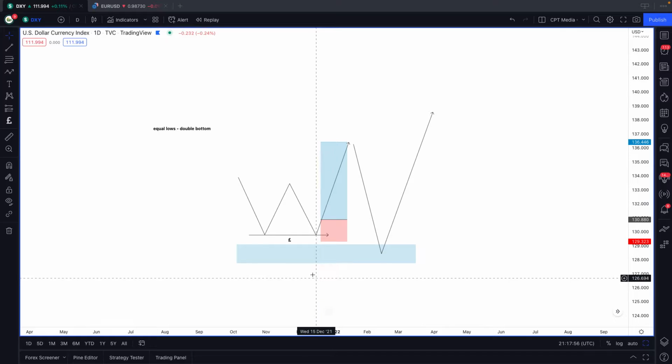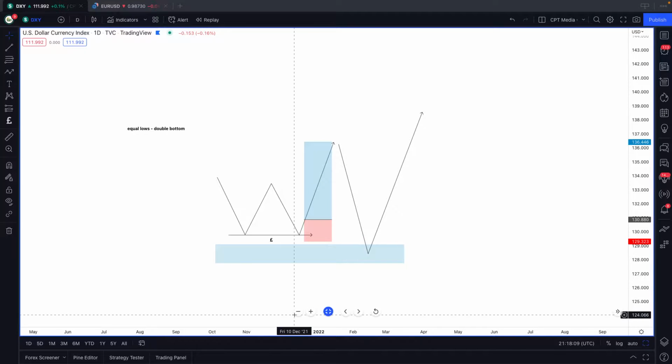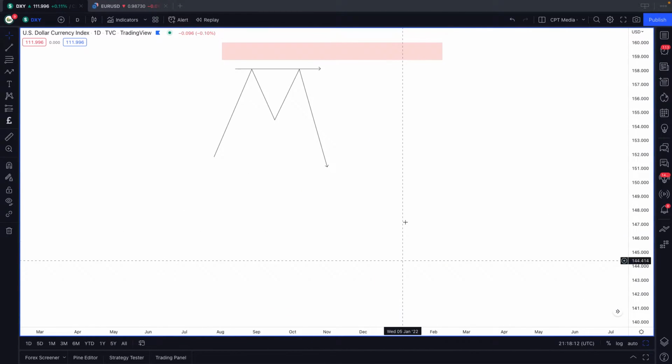Now this is very, very crucial to understand, because you need to understand the market needs to collect liquidity from one place in order to give it to the other, right? It needs to take in order to expand. So it's a very simple concept to understand, but I'll give you guys another example on a double top.